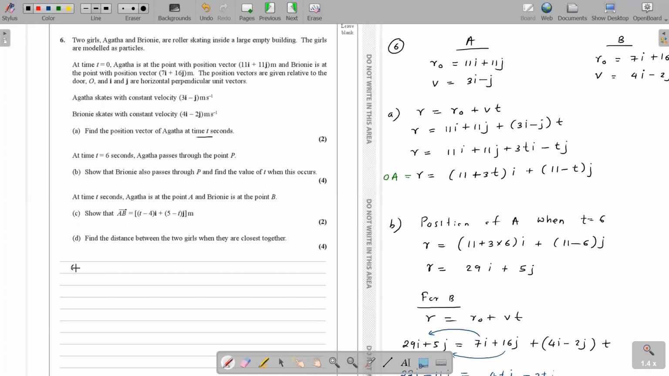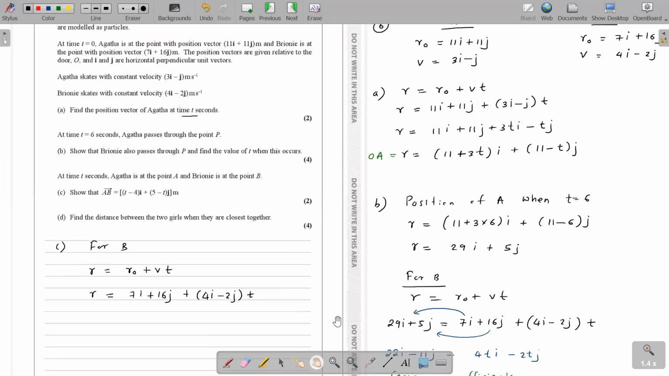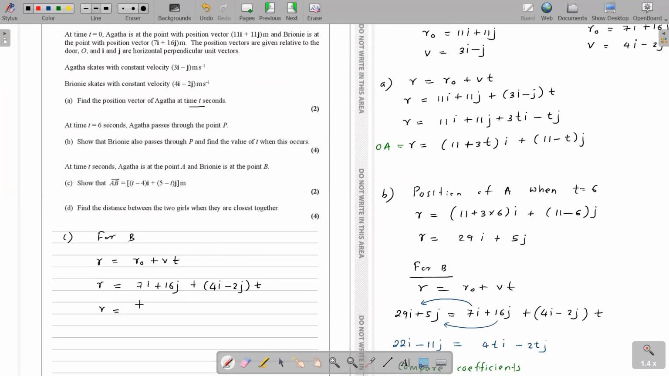So when we do it for B, you will apply r equals r naught plus vt. r is what we are trying to find. r naught of B was how much? 7i plus 16j, right? Over here, I have written r naught is 7i plus 16j plus the velocity 4i minus 2j into time t. I'm writing an extra step, but this is an unnecessary step. You could go to the answer directly where you separate i and j.